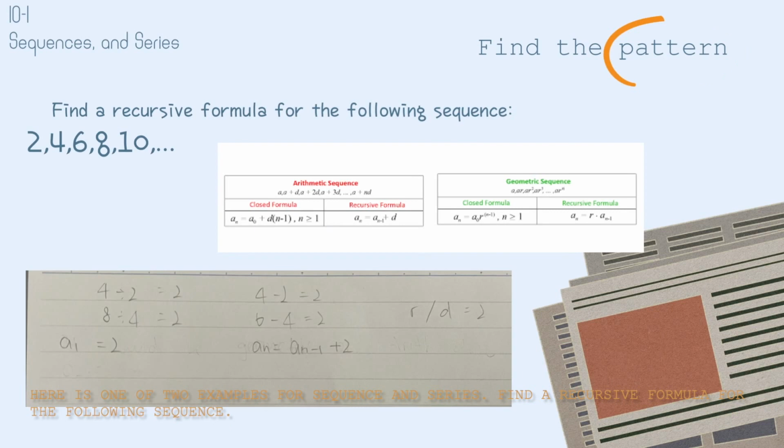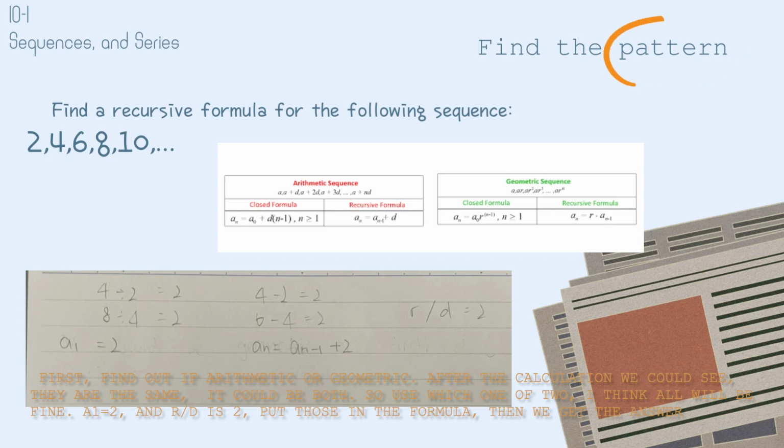Here are two examples for sequences and series. Find a recursive formula for the following sequence. First, find out if it is arithmetic or geometric. After the calculation, we can see they are the same. It could be both, I think. So using either formula will be fine. Then A1 is equal to 2 and r or d is 2. We put those numbers in the formula, then we get the answer.